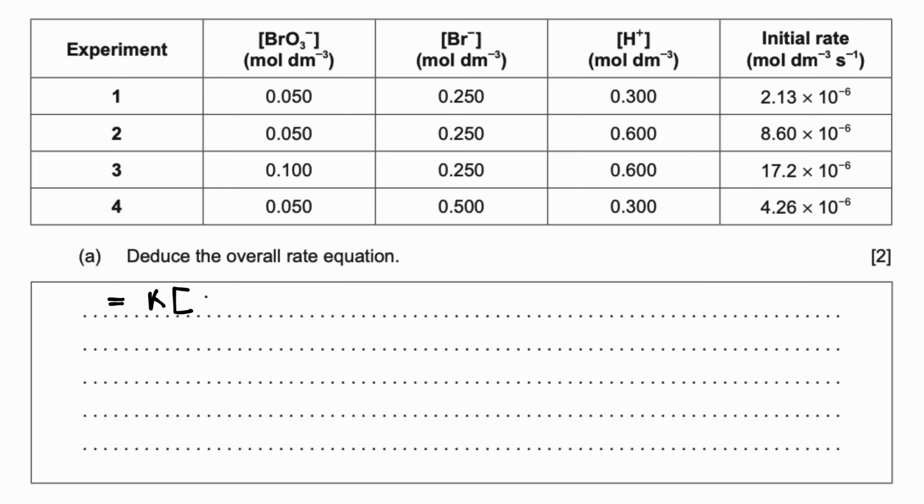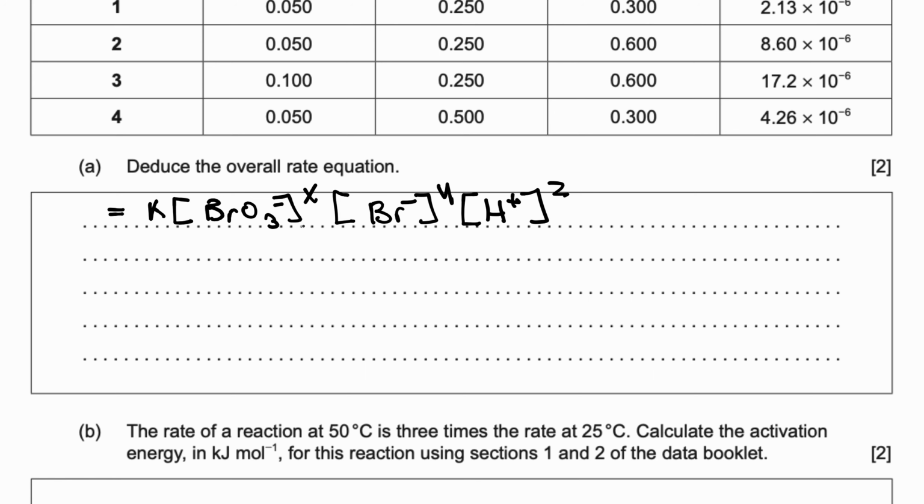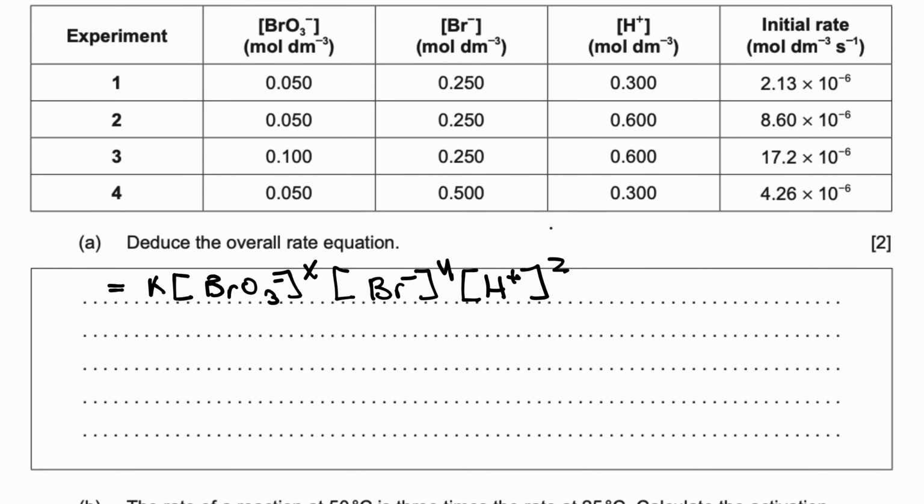So we have, for example, BrO3⁻ to whatever order that it is, then Br⁻ to whatever order that it is, and H⁺ to whatever order that it is. So we need to find out what the orders of this reaction are. Okay, so first let's find out the order for the bromate ion.